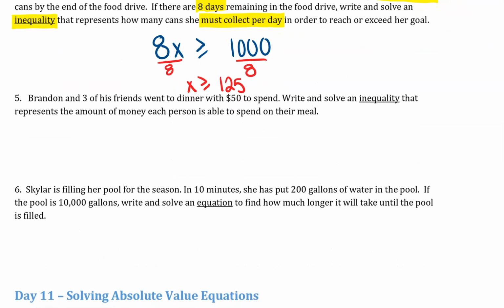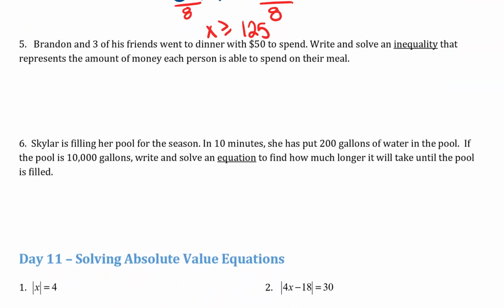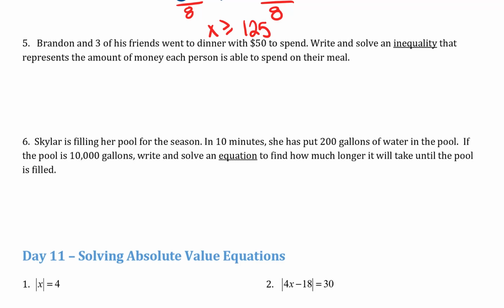Brandon and his 3 friends went out to dinner with $50 to spend. Write and solve an inequality that represents the amount of money each person is able to spend on their meal. And this is, again, on average. Some might spend more, but some might spend less. If we're making it totally fair, then maybe they should all spend the same amount. I don't know. All right, so take a second, think about this one on your own.